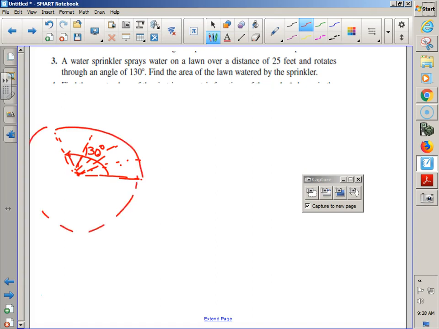I'm not saying the water sprinkler goes all the way around. Maybe it does, maybe it doesn't. However, what do I know about the radius of that circle? 25 feet. If that's how far that water's going, then that's how far it's going to go in every direction. We're not accounting for wind or someone standing in the spray so it can't get past them, etc. 25 feet is my radius, 130 degrees is my angle. Find the area. Ooh.